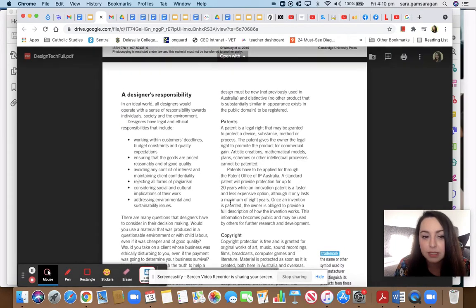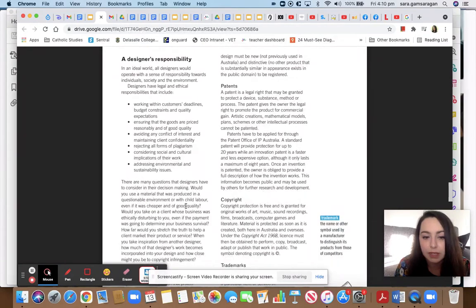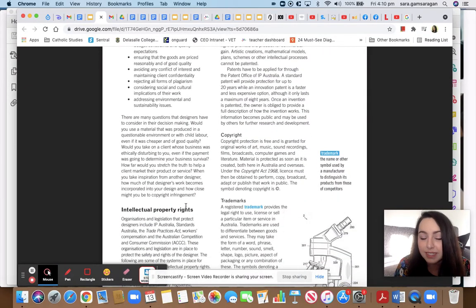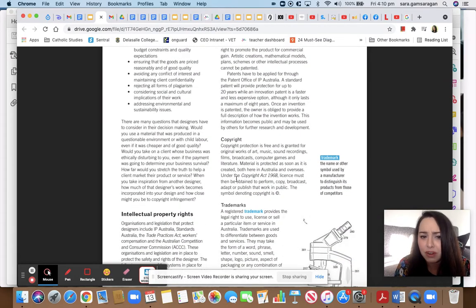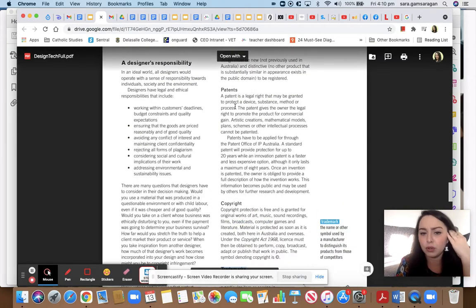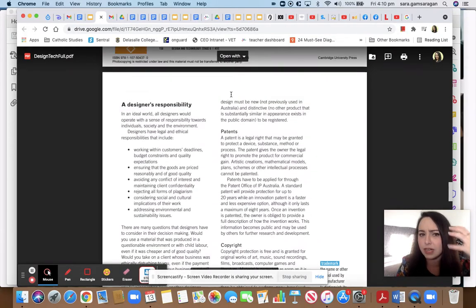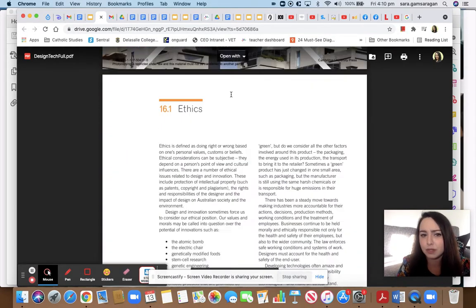Yeah, ethical responsibility, ensuring that your workers work in a safe environment, ensuring that you haven't plagiarized or taken over someone's trademark, or you're not in breach of someone else's patent. These are all things that are a designer's responsibility in terms of ethics.